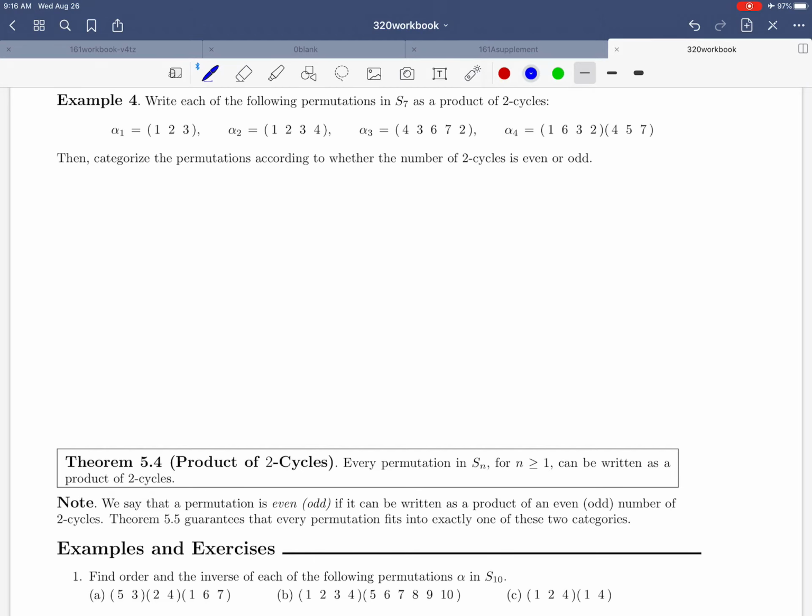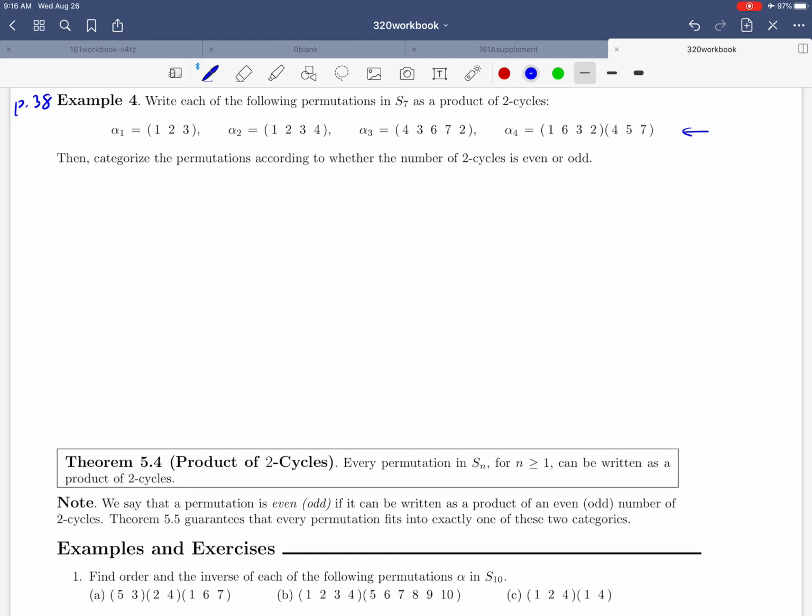Hello everybody, and welcome to example 4 on page 38 of the workbook. Let's take a minute to read this example together. They'd like us to write each of the following permutations in S7 as a product of 2 cycles. And they give us a list of 4 permutations that we want to do that with, and then to categorize these permutations according to whether the number of 2 cycles is odd or even.